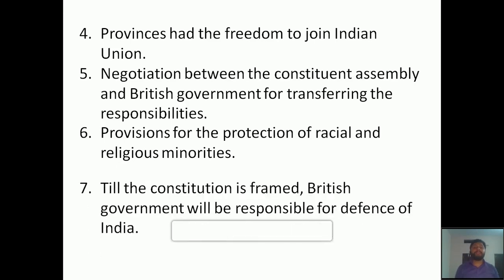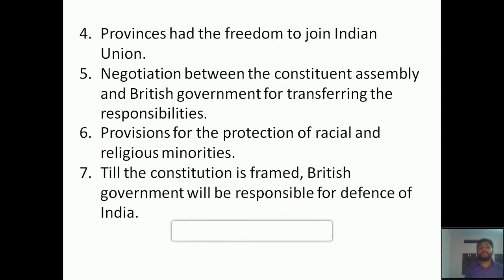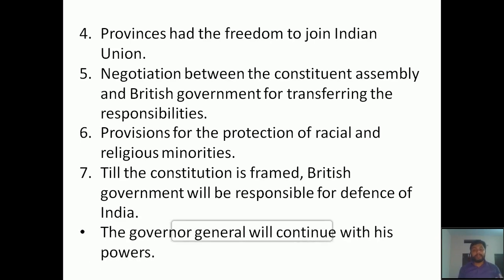Finally, the seventh recommendation says that till the constitution is framed, the British government will be responsible for the defense of India. That means defense of India itself, you can understand, all the major responsibilities will be vested in the hands of Britain until the constitution is framed. Again, it says that the Governor General will continue with his powers. So these are the seven different recommendations made by the Cripps Mission.